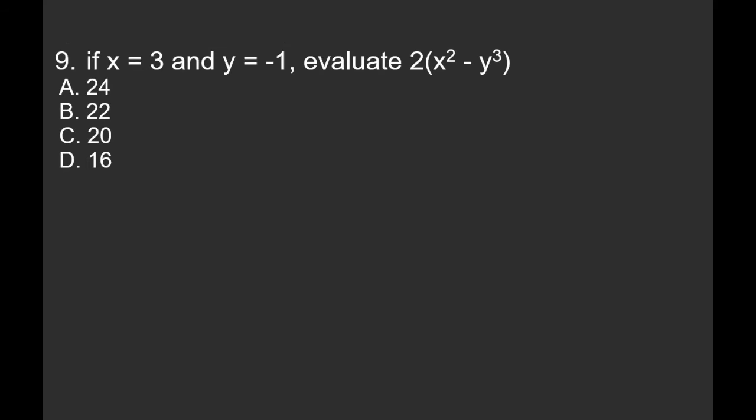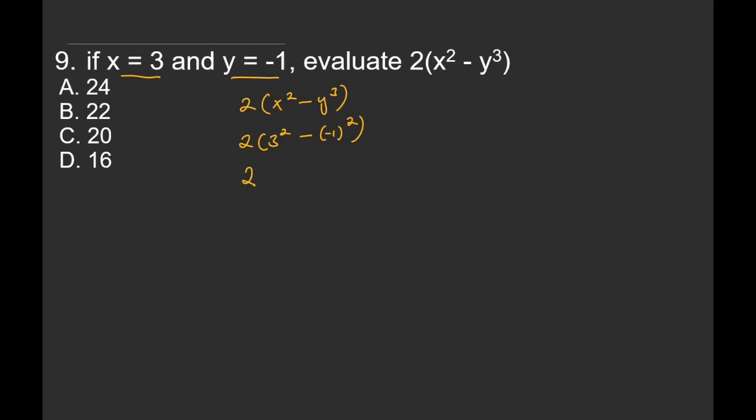Now question 9, we were given that the value of x is 3, the value of y is minus 1, and we're asked to evaluate 2 into x squared minus y raised to the power 3. Now what we need to do is just substitute the values of x and y into this expression. And that will be 2 into x squared, x is 3 squared, minus y, which is minus 1, so that will be minus 1 cubed.